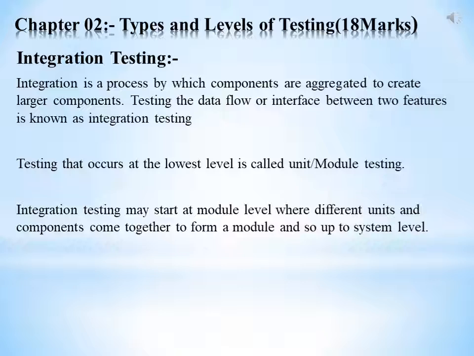Chapter 2nd, types and levels of testing. This chapter is given 18 marks. Now, in the previous video, we discussed the levels of testing, the unit testing. Unit testing may include the code files, classes, and methods, which can be tested individually for correctness.